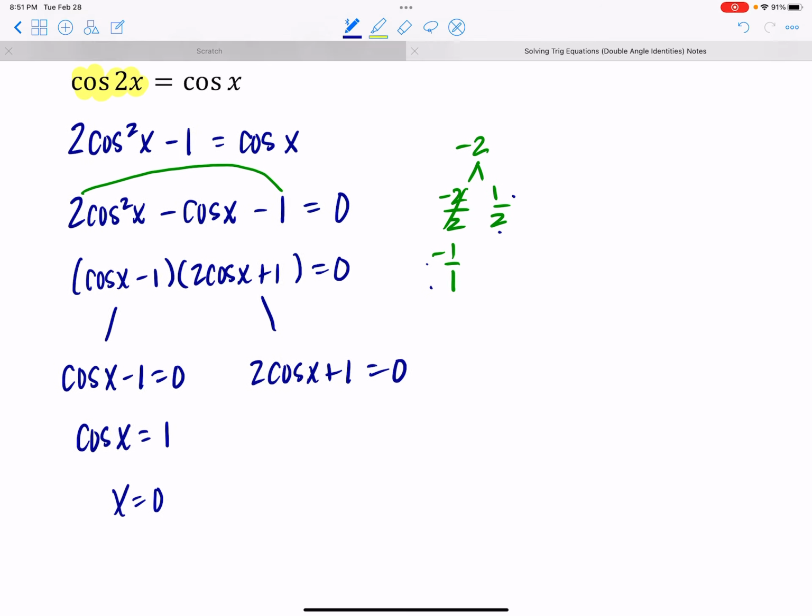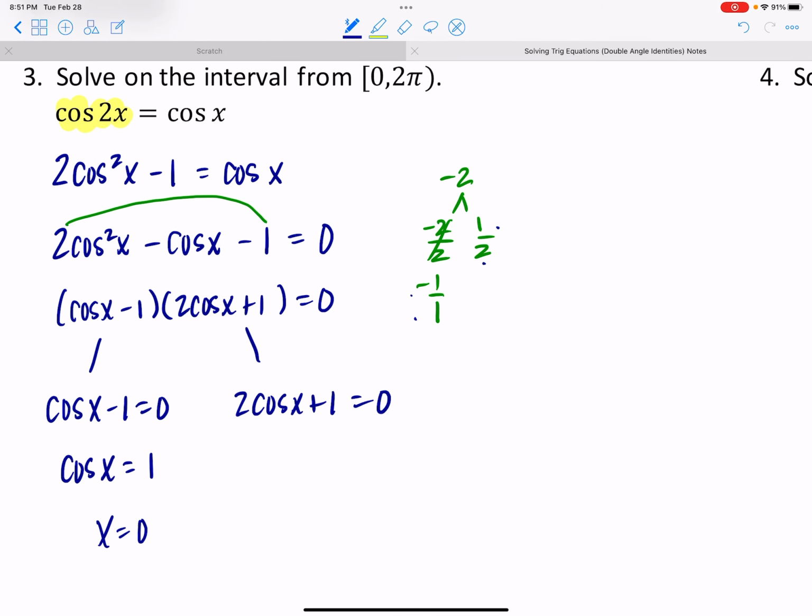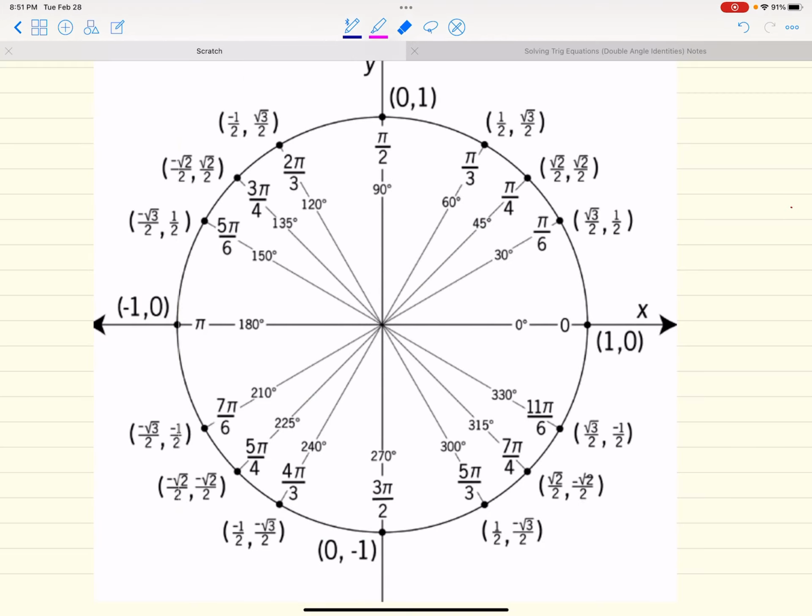And over here, we want to know where 2 times the cosine of x plus 1 is going to equal 0. So if I subtract the 1 over, and then divide by 2, where is the cosine of x going to be equal to negative 1/2? So back to our unit circle. Negative 1/2 for cosine happens here at 2 pi over 3. And negative 1/2 for cosine happens here at 4 pi over 3.